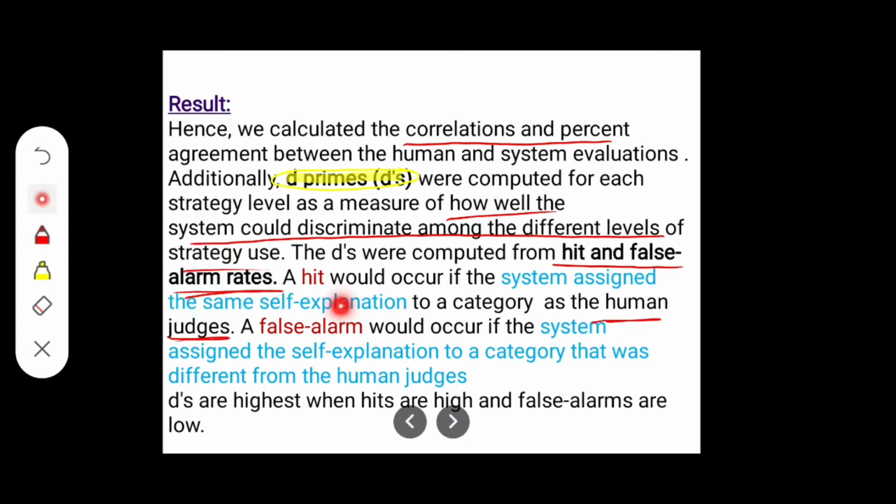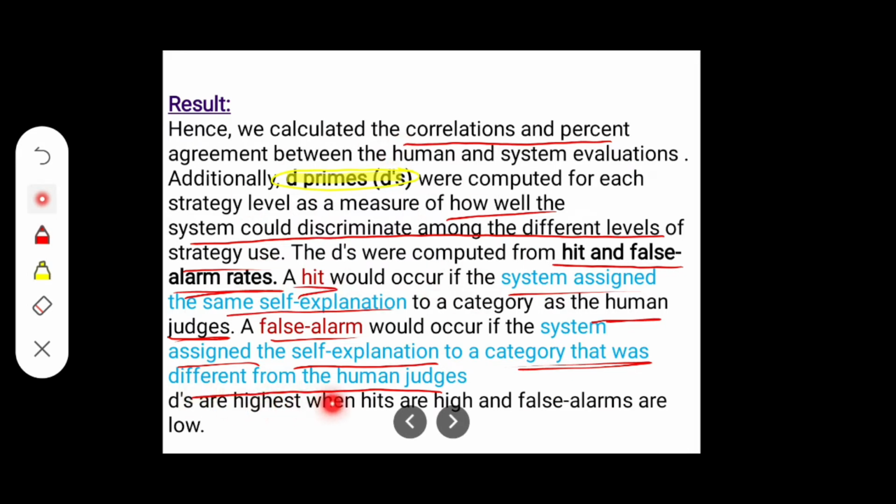Then a false alarm occurs if the system assigns the self-explanation to a category that is different from the human judges. If it is assigned a different category than the human judges, then it is said to be a false alarm. And a hit is when it is assigned the same self-explanation. This is what the hit rate and d primes are.